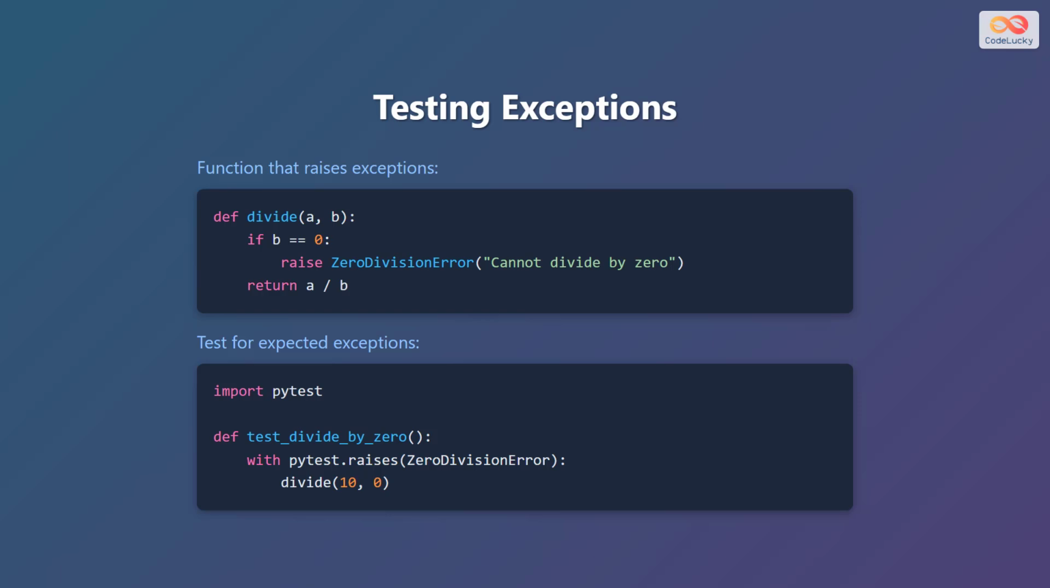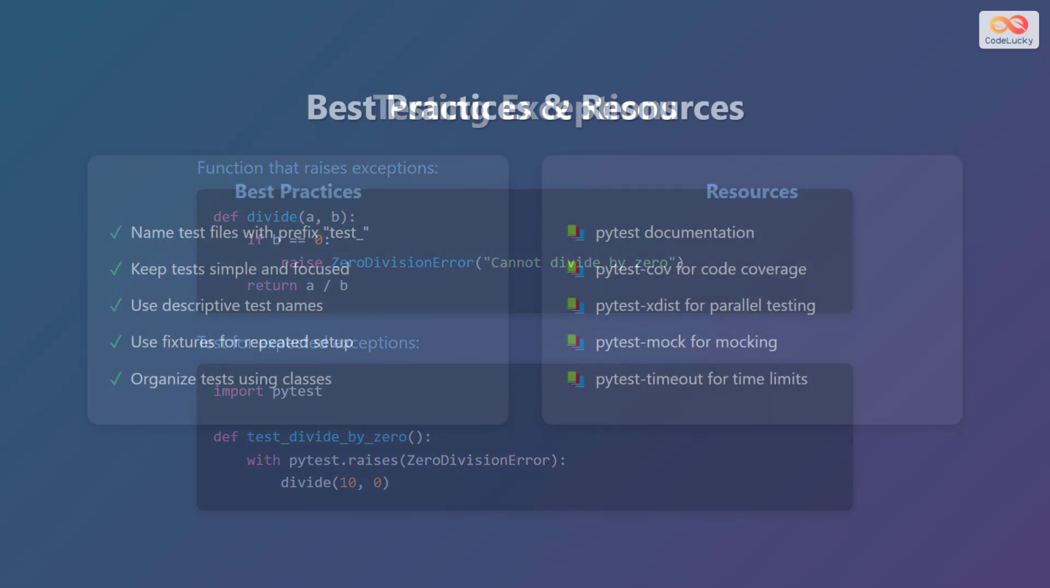Now to test for expected exceptions, import pytest. Define a test function called test_divide_by_0. Use pytest.raises to assert that calling divide(10, 0) raises a ZeroDivisionError.